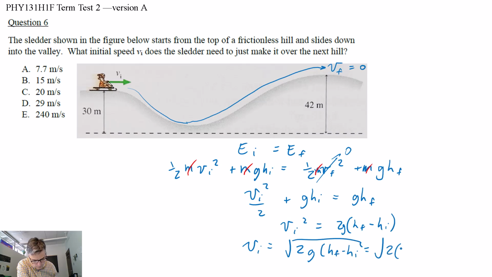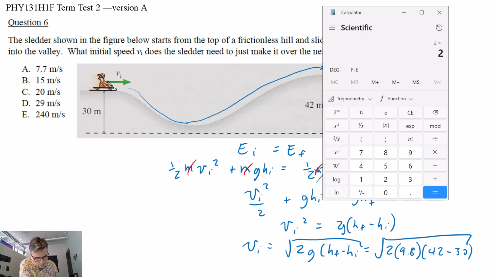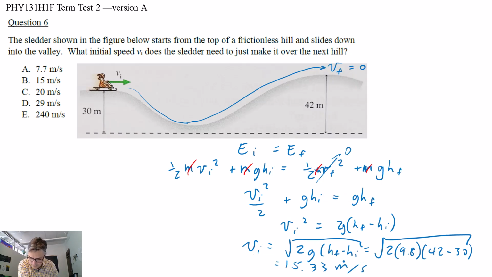So square root of 2 times 9.8 times 42 minus 30. 42 minus 30 is 12. Take the square root of that, and we get 15.33 meters per second, closest to B.